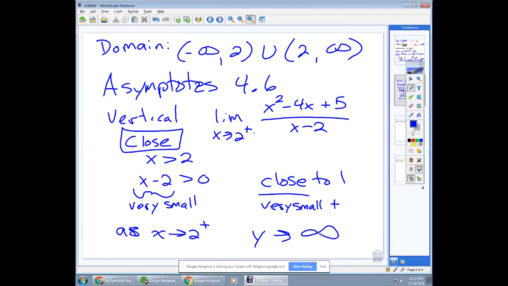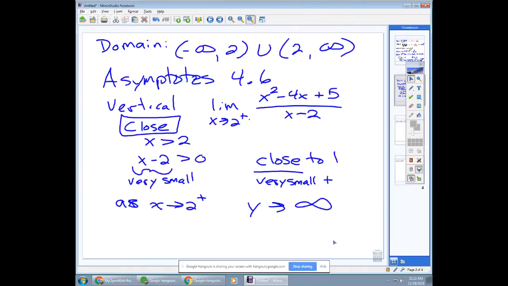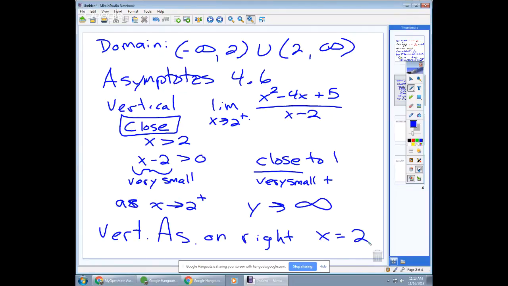That asymptote would be x equals 2. Squeeze that in here by shrinking this stuff a little bit. Let's see, how do I do that? Edit, select all, shrink. So we have a vertical asymptote on the right. That asymptote is x equals 2.